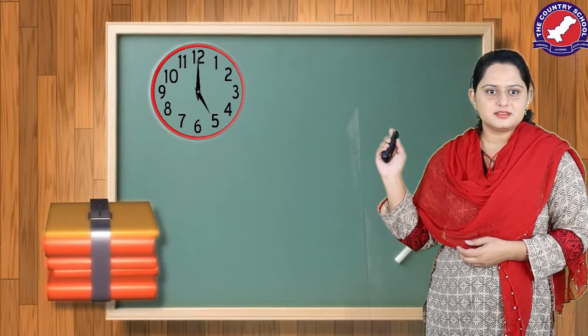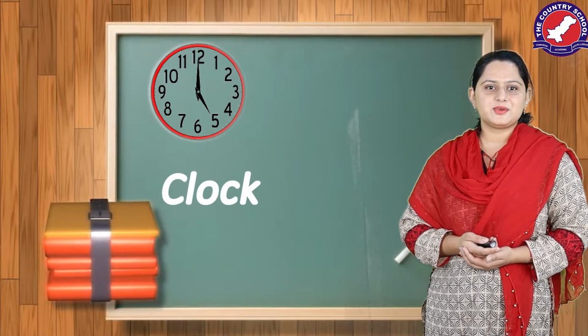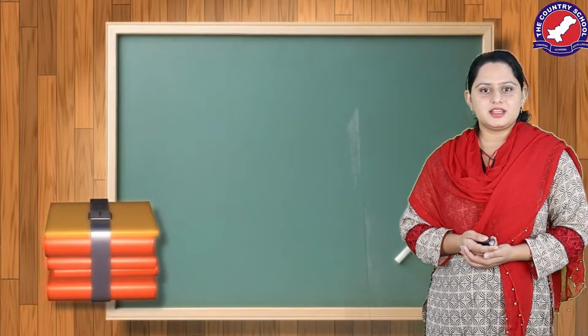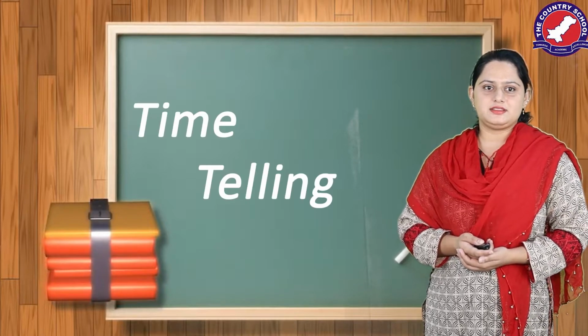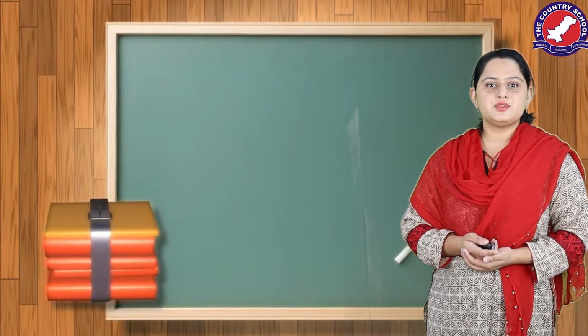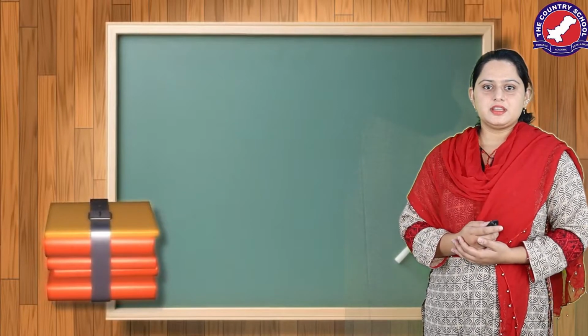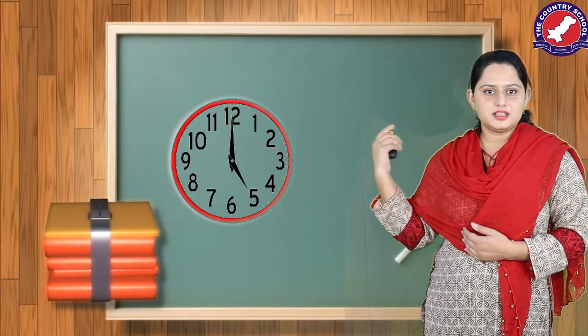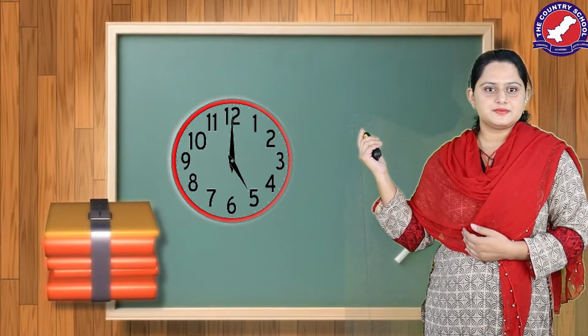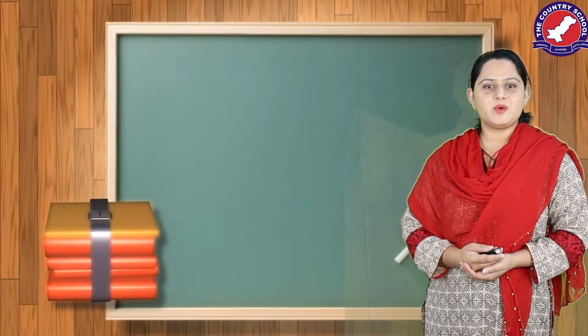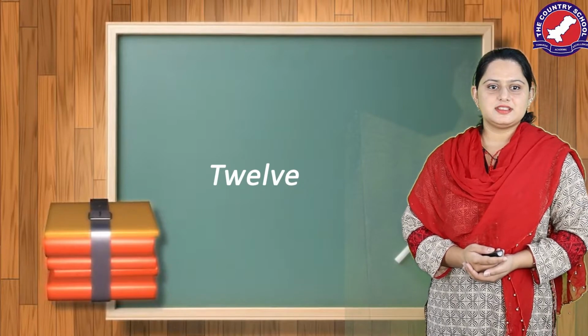Did you notice this object in the poem? What is this? It's a clock. Okay. Before starting the video on time telling, let us first discuss a few things about the clock. Now you tell me, how many numbers are there on the face of the clock? Yes, they are 1 till 12.